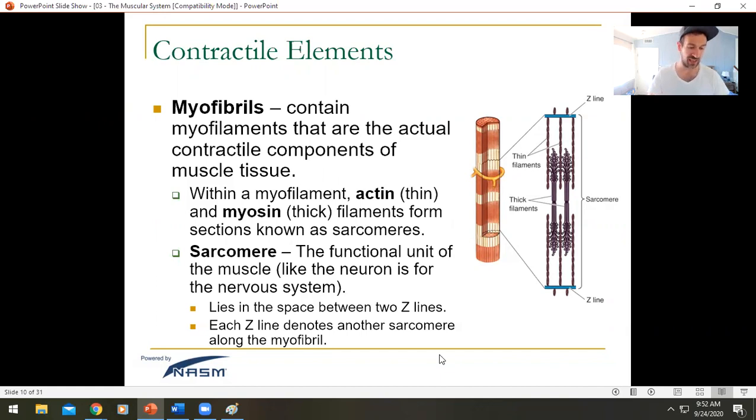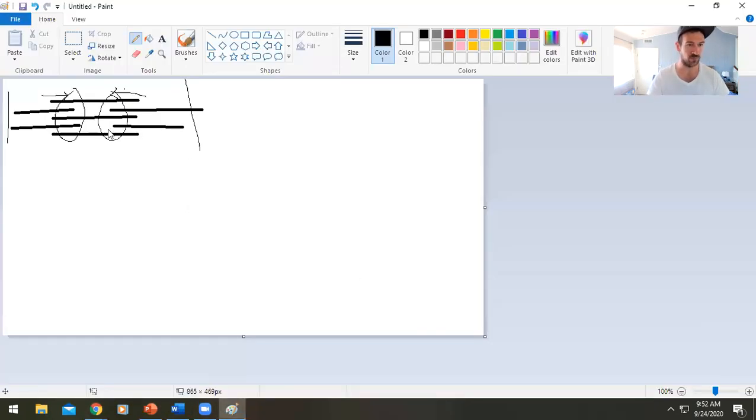When you look at it, I'm going to go back to Paint here. This is what actin looks like. It's got all these little binding sites. It's this really thin little filament that has all these little binding sites, right? It's usually about 2 layers.